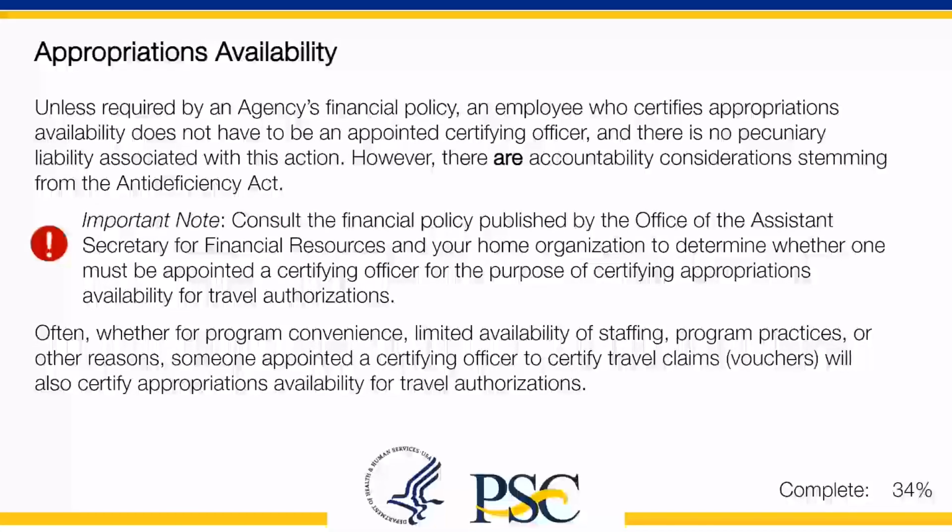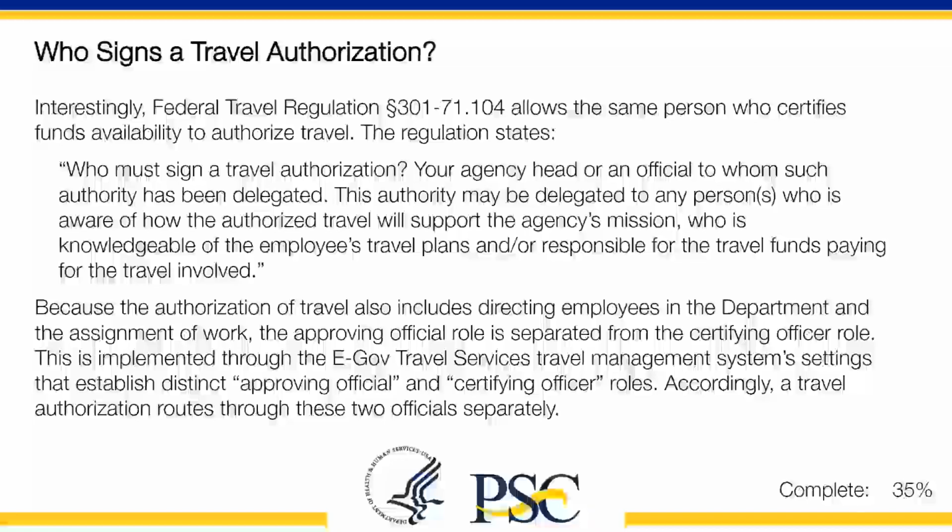Often, whether for program convenience, limited availability of staffing, program practices, or other reasons, someone appointed a certifying officer to certify travel claims, vouchers, will also certify appropriations availability for travel authorizations. Interestingly, Federal Travel Regulation Section 301-71.104 allows the same person who certifies funds availability to authorize travel.